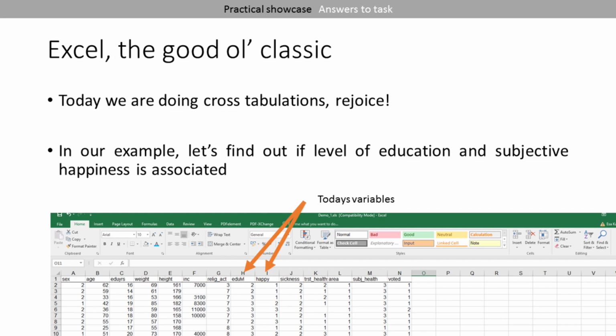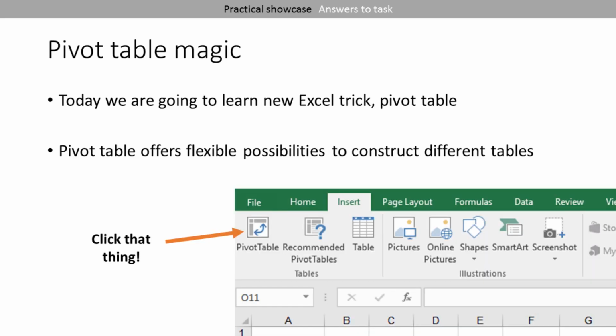Everybody is excited, of course, and in today's examples we are going to use two variables, which are the education level and the subjective happiness, and we are going to figure out if these two variables are associated with each other. So today we are going to learn a new trick, which is the pivot table, and the pivot table offers a flexible option to do different kinds of tables and calculations, but today we are going to use basically a cross tabulation.